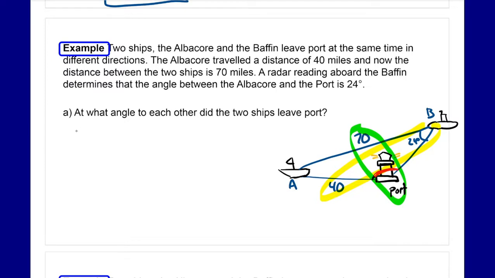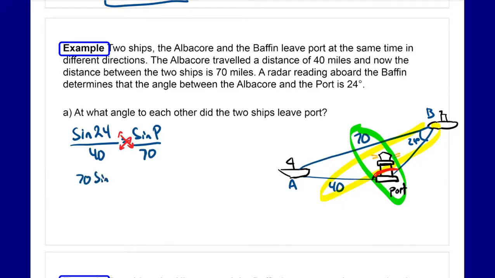We can start off with sine of our angle, say 24, over the corresponding side, which is 40, is equal to sine of unknown, we'll call it P, divided by the side, which is 70. So even if you don't have it labeled as specific sides, as long as you fill it out so that it's a ratio of the angle to the side, that's fine. Once we fill it out, we're going to cross multiply.